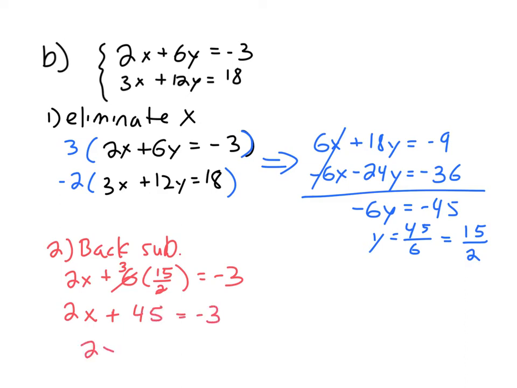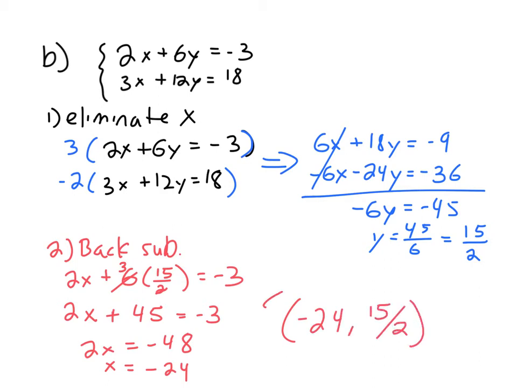And then subtract 45 from both sides. So I'll have negative 48. And divide both sides by 2. So that would get a negative 24. Okay, so what's my solution? X is negative 24, and y is 15 halves.